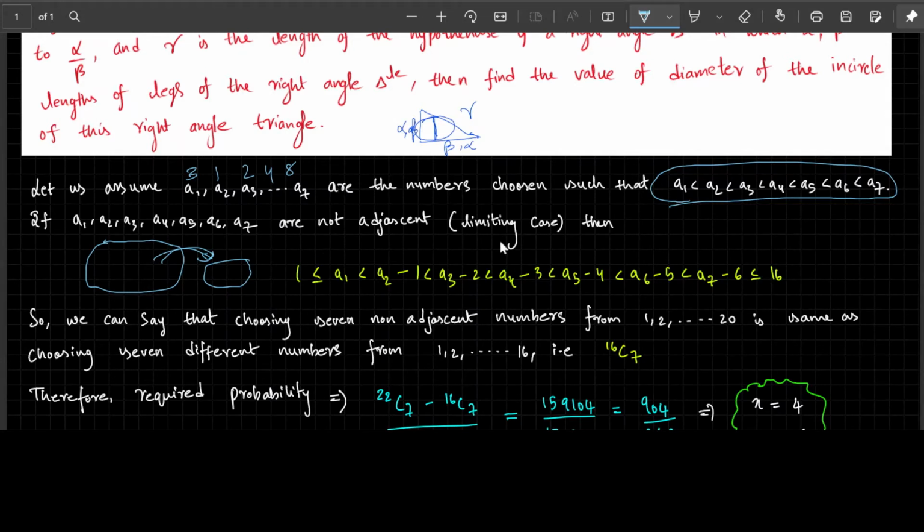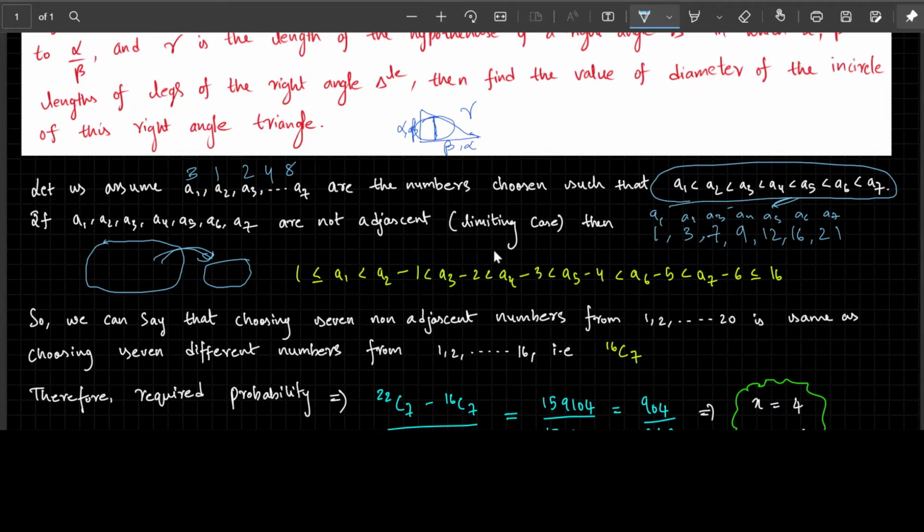So if I take some 7 numbers, let us assume 1, 3, 7, 9, 12, 16 and 21. Okay, so these are the numbers that I have taken. So now this would be a1, this would be a2, this would be a3, this would be a4, this would be a5, this would be a6, this would be a7. So I need to arrange them in this fashion, right? So that's the reason I've got this. Now this is a1, fine.